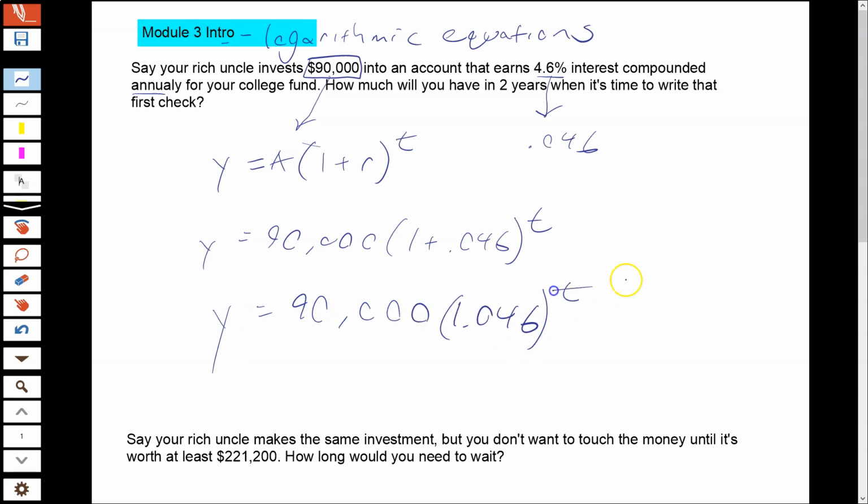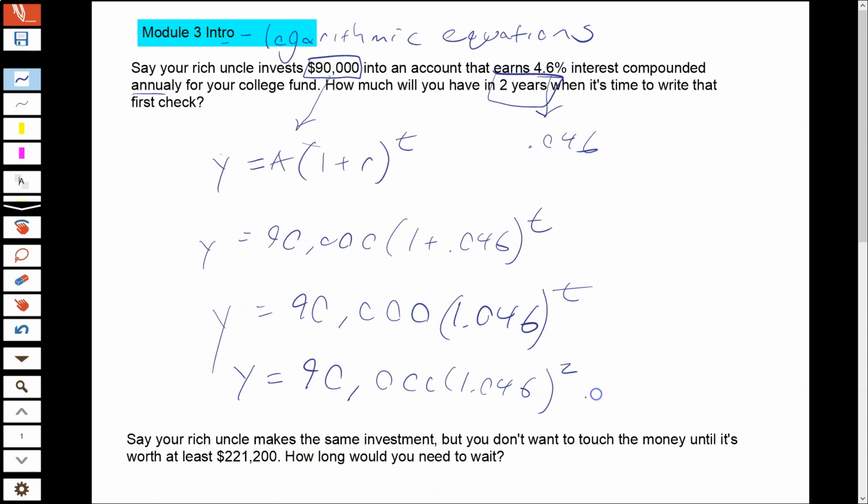My question for you is, what's my next step here to solve this? You guys definitely know what the answer is. You should have said plug in t, or plug 2 into t, I should say. I'm sure you got that correct. Remember, t is years, y is dollars. So in this case, if we want to find out the value in 2 years, we'll plug 2 in for t.